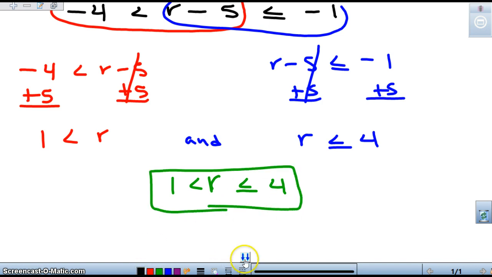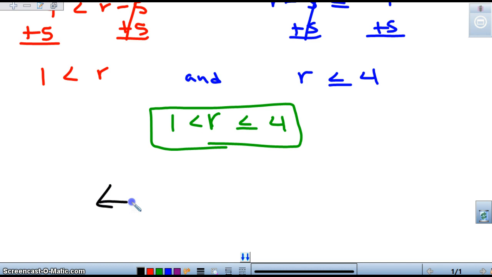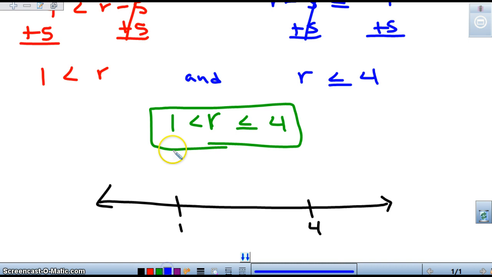Now we can graph this. 1 and 4. Open circle at 1, closed circle over here at 4. So r is greater than 1 and less than or equal to 4.